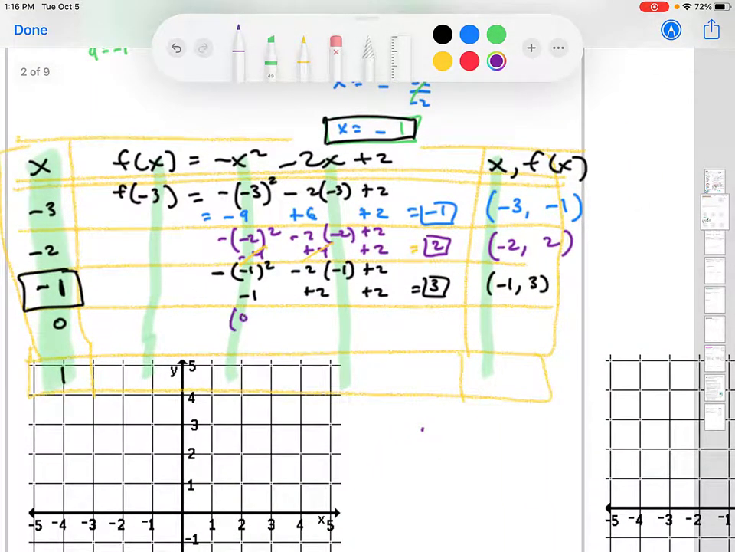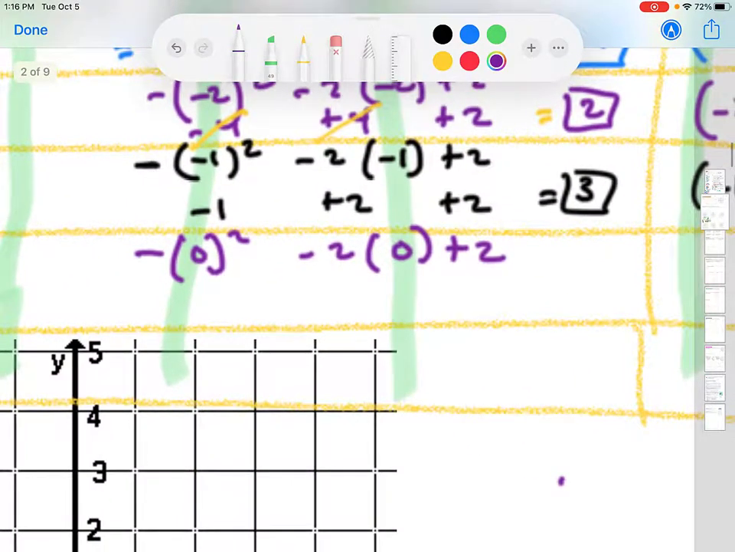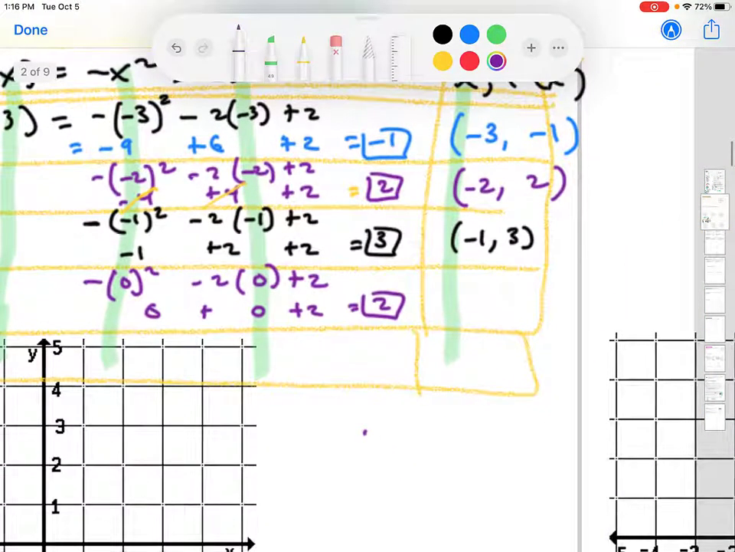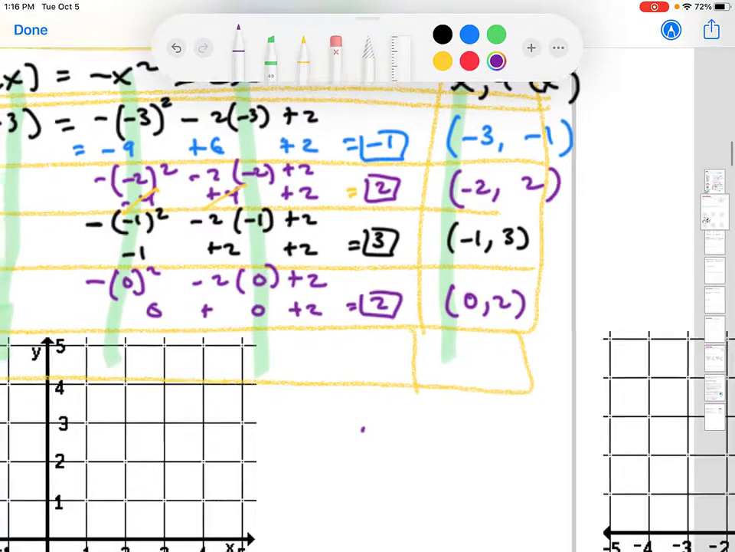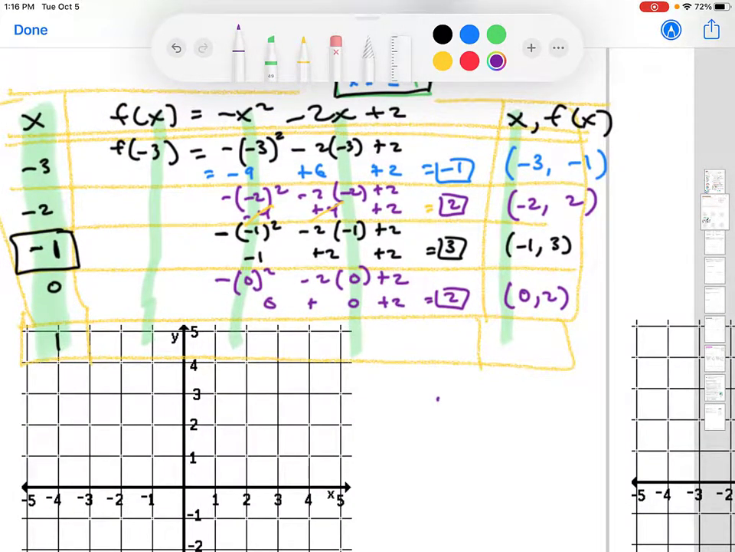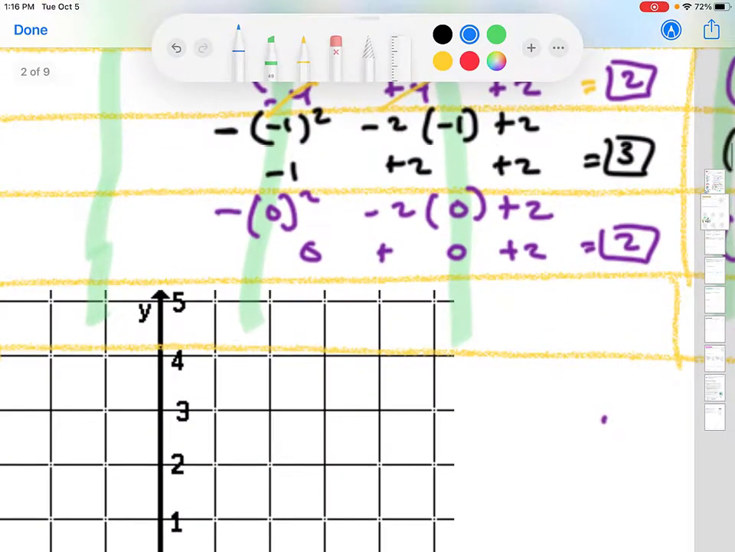And let's put in 0. Zero squared is 0. The opposite of 0 is 0. 0 times negative 2 is 0. And so you're just left with 2. So that would be 0, 2. And the last one, 1. 1 squared is 1. The opposite of 1 is negative 1. Negative 2 plus 2, so these cancel, and you're left with negative 1.